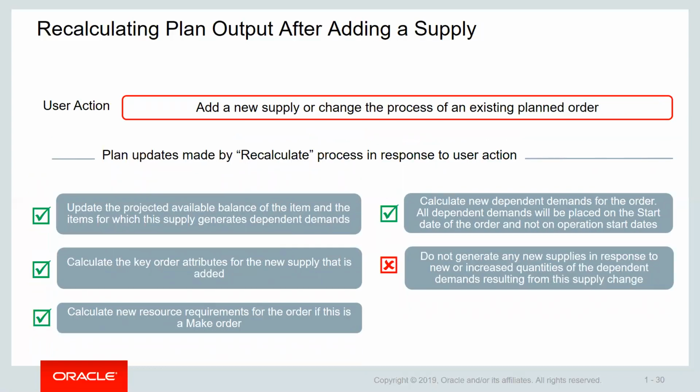Here we are looking at how the recalculate process affects the plan when user adds a new supply or changes the process of an existing plan order. For example, in this case, the recalculate function updates the projected available balance of the item and the items for which this supply generates dependent demands. In addition, it calculates the key order attributes for the new supply that is added.